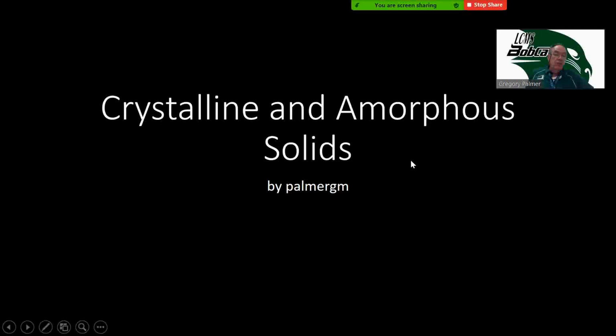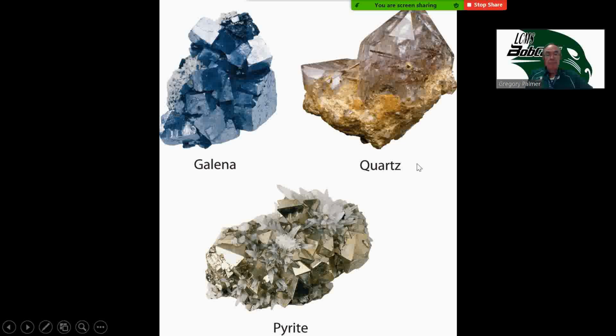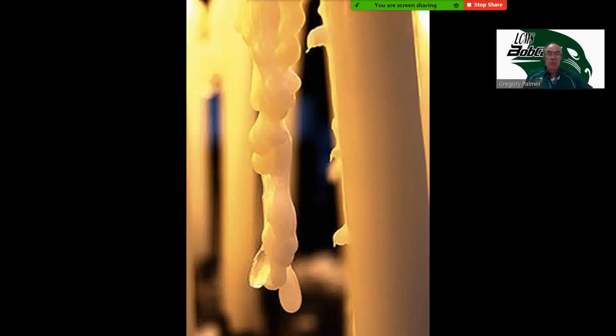I made this little slideshow so we can take a look at some different amorphous and crystalline solids. Okay, so here we have some examples of crystalline solids. And you can see how they form these regular repeating patterns. Whether it's a small crystal or a larger sample of the crystal, they all have the same shape. That's because each molecule is a small crystal, and then they bond together in the same pattern and make bigger and bigger crystals.